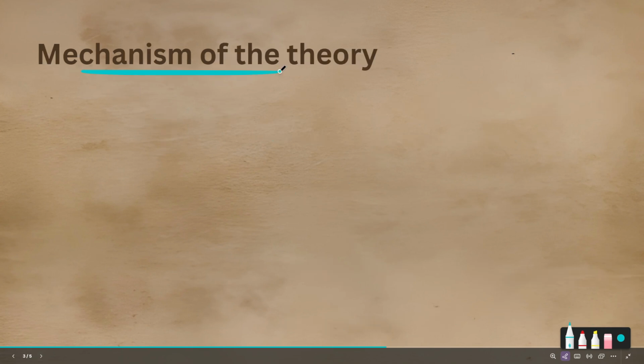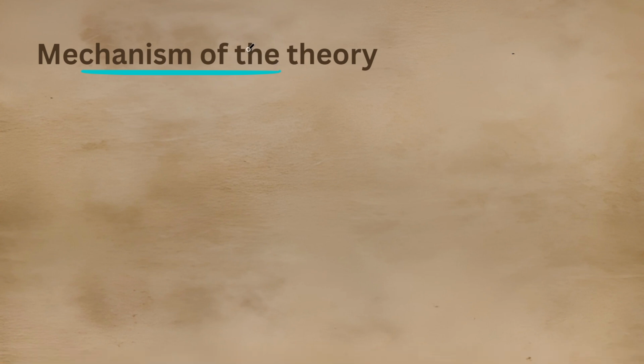So, what is the mechanism of the theory? According to Holmes, he divided the convective currents into two major groups on the basis of their location: the convective currents of the rising columns and the convective currents of the falling columns. So he divided the convective currents into two major groups based on their location.